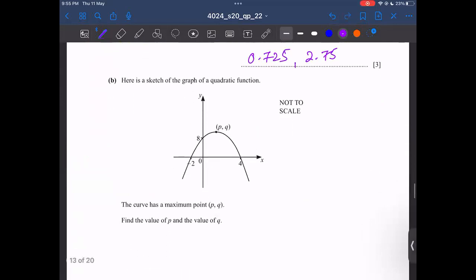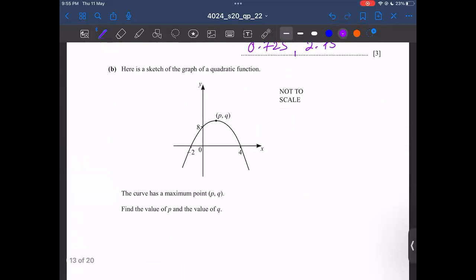Here's the sketch of the quadratic equation. The curve has maximum value (P, Q). Find the value of P and the value of Q. All right. So this is the curve of the quadratic function, a sketch of the quadratic function. They are asking for the maximum value over here, (P, Q).